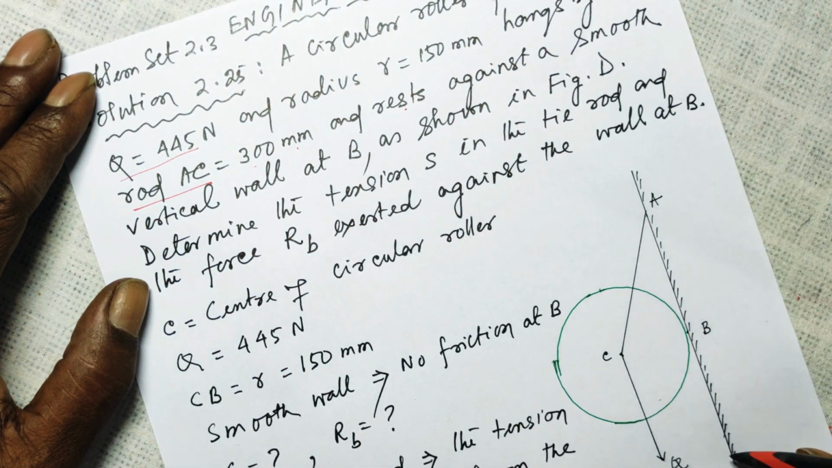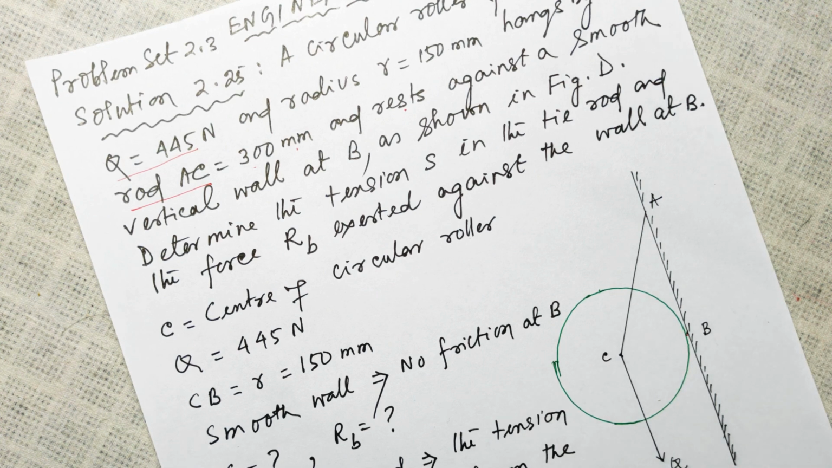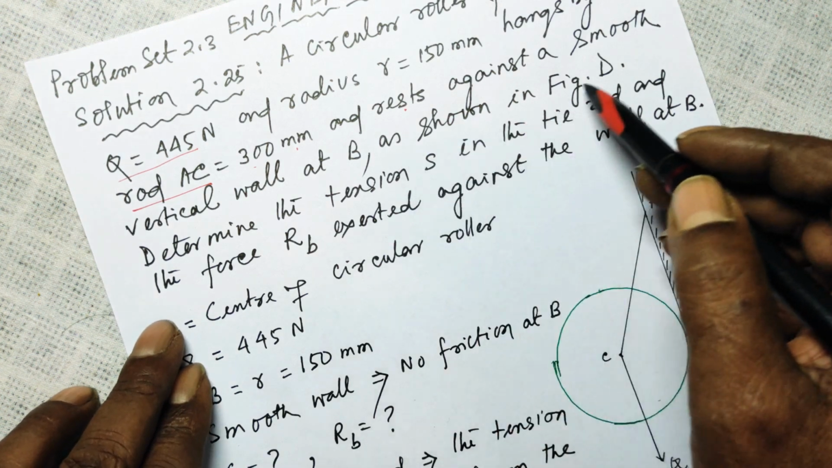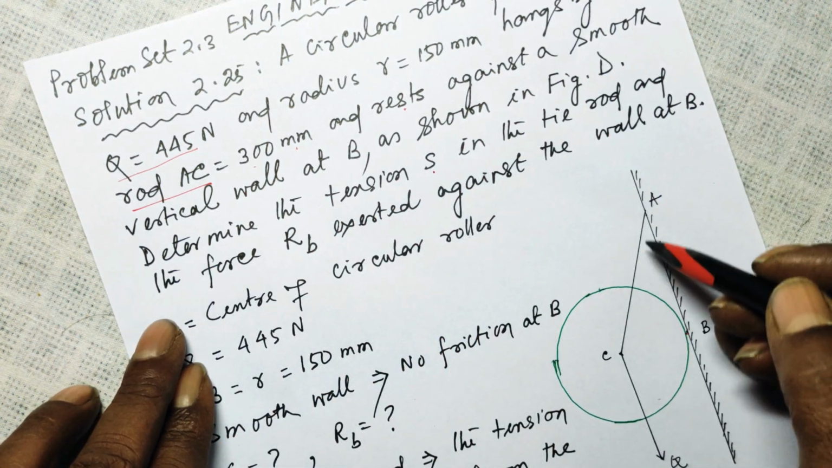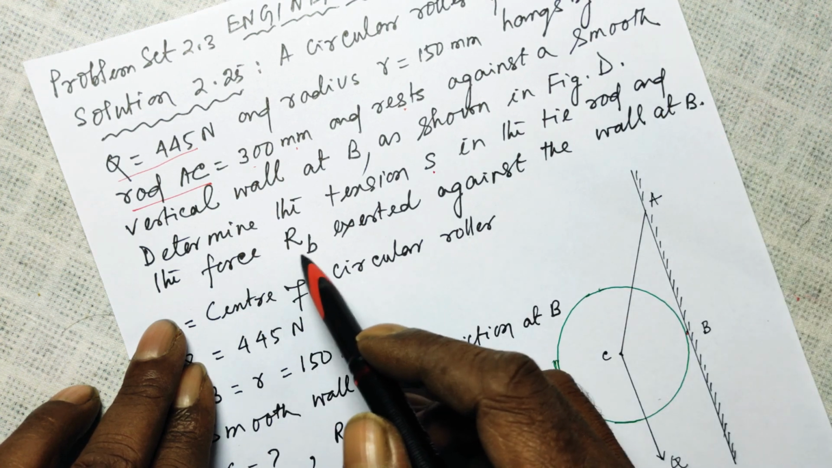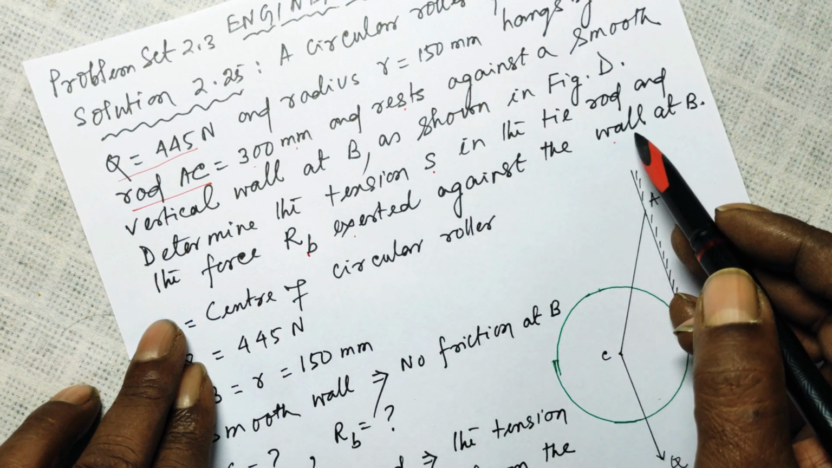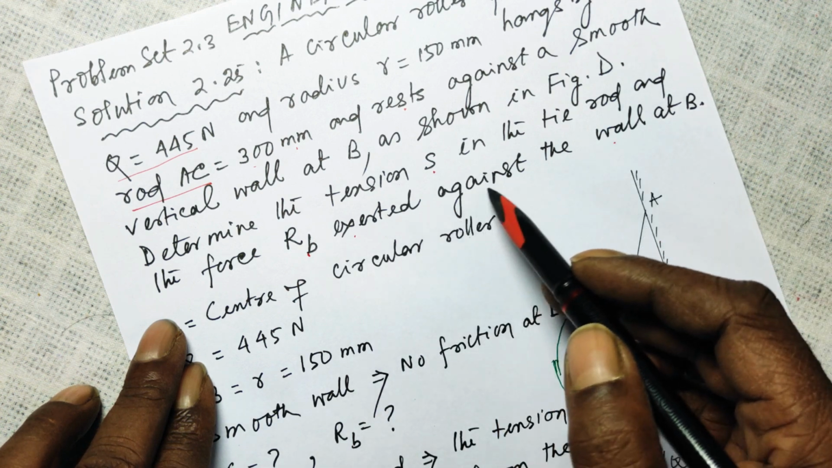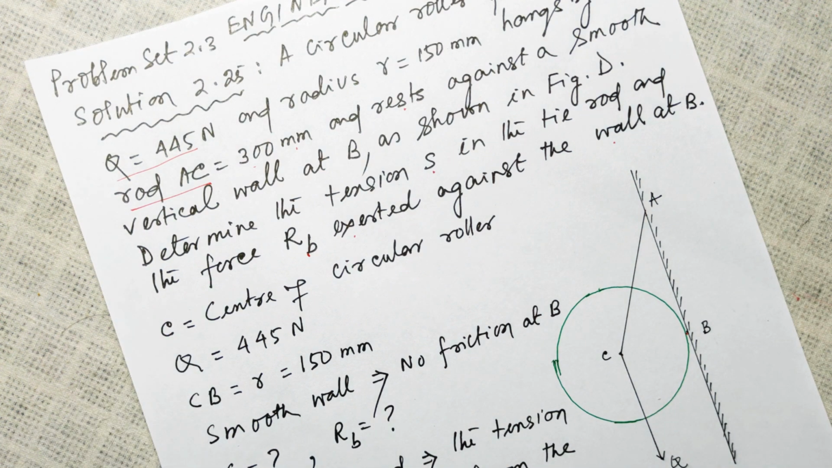And the ball rests against a smooth vertical wall. This is a smooth vertical wall, meaning at the point of contact B there is no force of friction. As shown in the figure, determine the tension S in this tie rod, and the force RB, the reaction force at B exerted against the wall at point B.